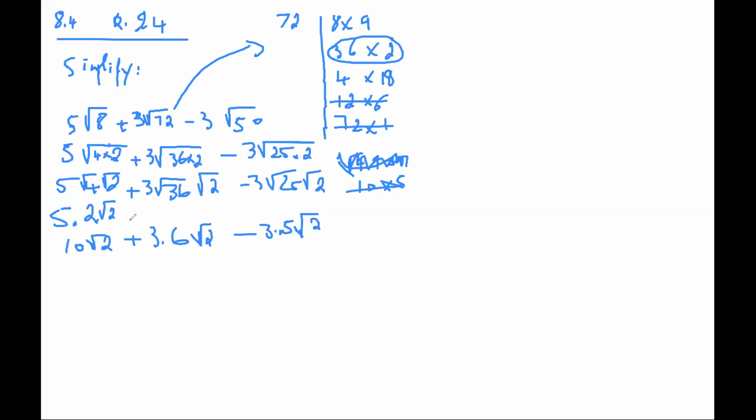Let's simplify all these now. Oh, we got 2s. Okay, so we're going to multiply all these. So it will be 13 radical 2 plus 18 radical 2 minus 15 radical 2. That's right. Can we now add and subtract all these radicals? Yes, because they all have the same radical, which is 2.